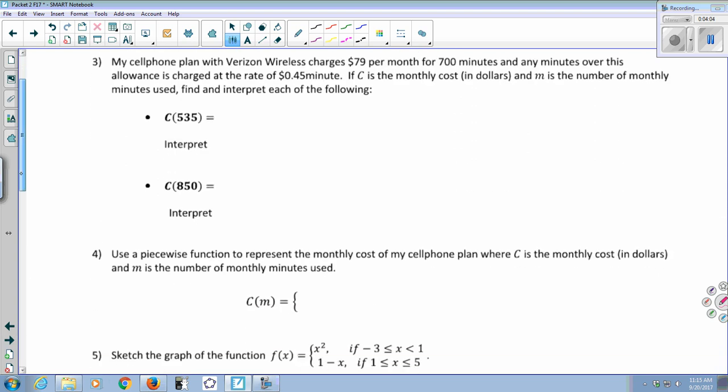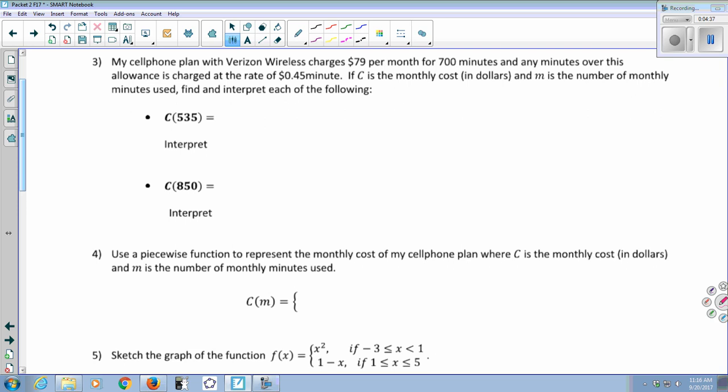So here's an example of a piecewise function. Cell phone plan with Verizon Wireless. They charge $79 per month for 700 minutes, and any minutes over 700 is charged at 45 cents per minute. So you have two different formulas. One formula if you talk for less than 700 minutes, or up to 700 minutes, your bill is $79. If you go over 700 minutes, there's another formula you have to use to calculate your cost.